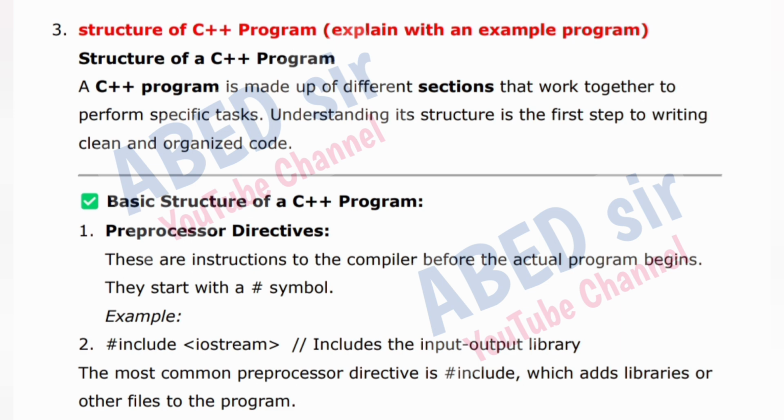1. Preprocessor directives. These are instructions to the compiler before the actual program begins. They start with a hash symbol. Example: #include <iostream> includes the input-output library. The most common preprocessor directive is #include, which adds libraries or other files to the program.